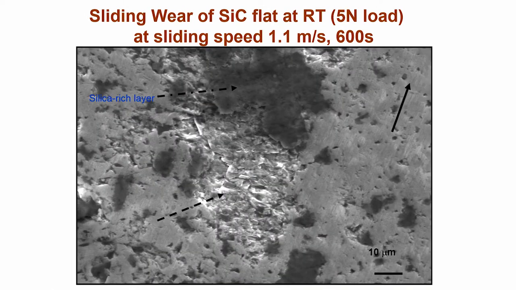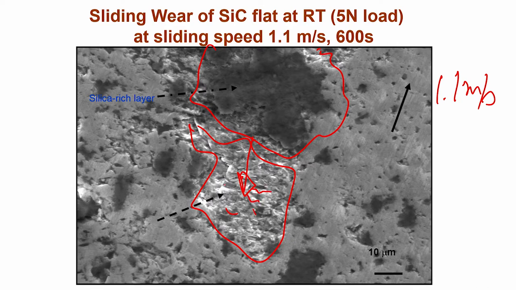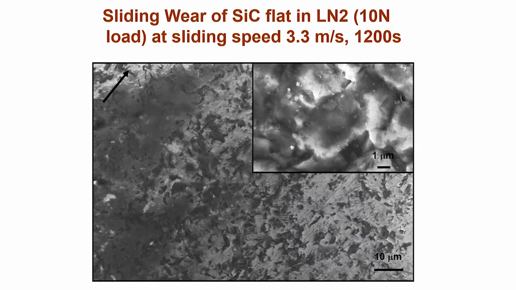So, you will see similar behavior at 1.1 meter per second at some part of the tribolayer, and you can see this is the region which clearly shows that it should have a different chemical composition or different chemistry compared to this particular region. This region certainly is very rough, and the roughness of this worn surface can be attributed to cracking and localized spalling from the tribolayer.